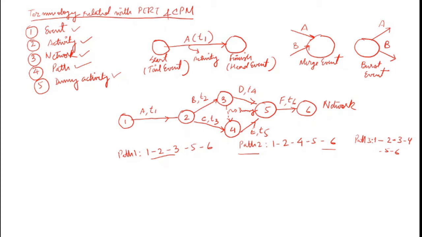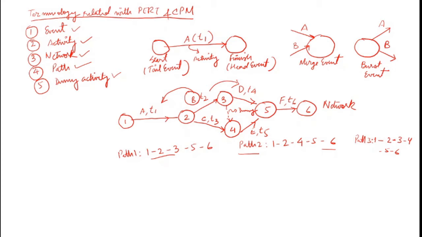There is one more thing which is called a predecessor and successor. Successor is the activity which is after it, and predecessor is which is before it. For example, A is predecessor of B and D is successor of B. So every activity can have a successor or a predecessor also.